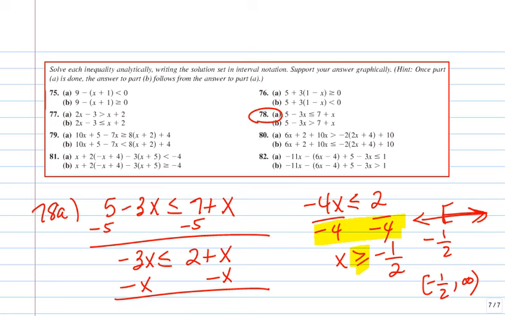But then the other part, it says we should know, well, if it's less than or equal to 7 plus x for these values, it's going to be greater than for the opposite values. So part B is going to be everything to the left of negative 1/2, which would be negative infinity to negative 1/2 with a parenthesis.